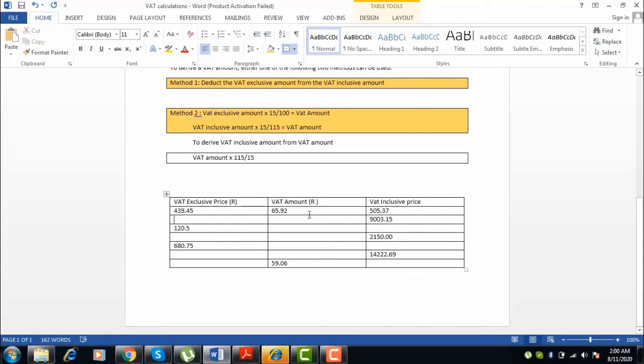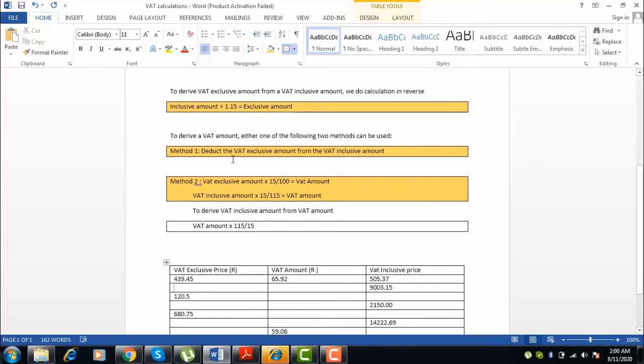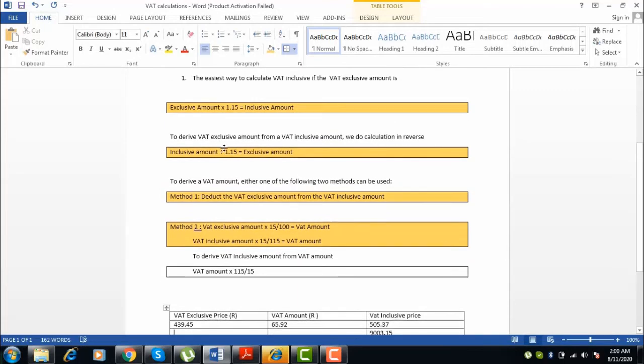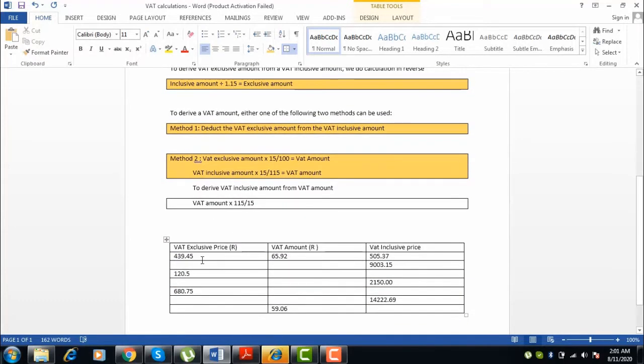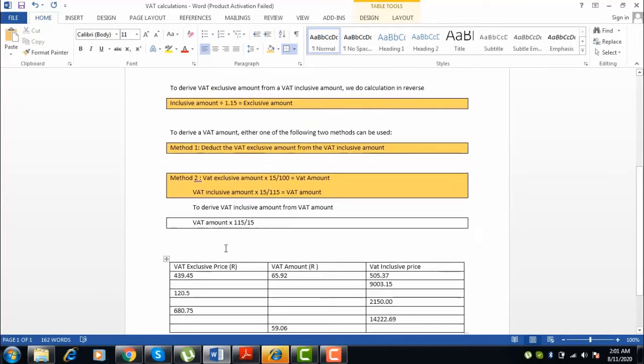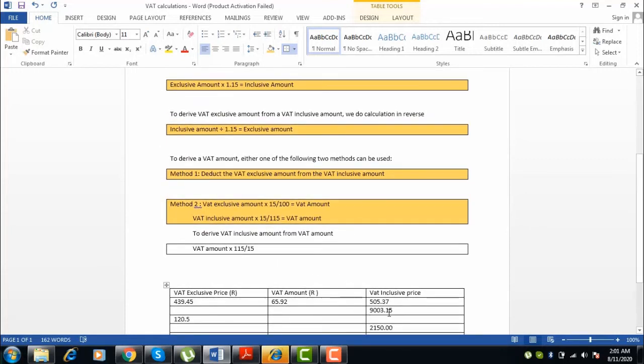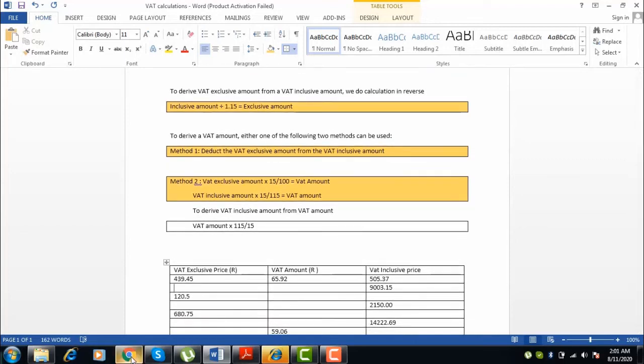So we want to look for an example now where we are given the VAT inclusive price, but we're not given this, we're not given that. What does our rule say? The rule says to derive the VAT exclusive amount from the VAT inclusive amount, we do calculations in reverse. Remember, at the bottom we multiplied by 1.15, but now we are going to divide by what? By 1.15.